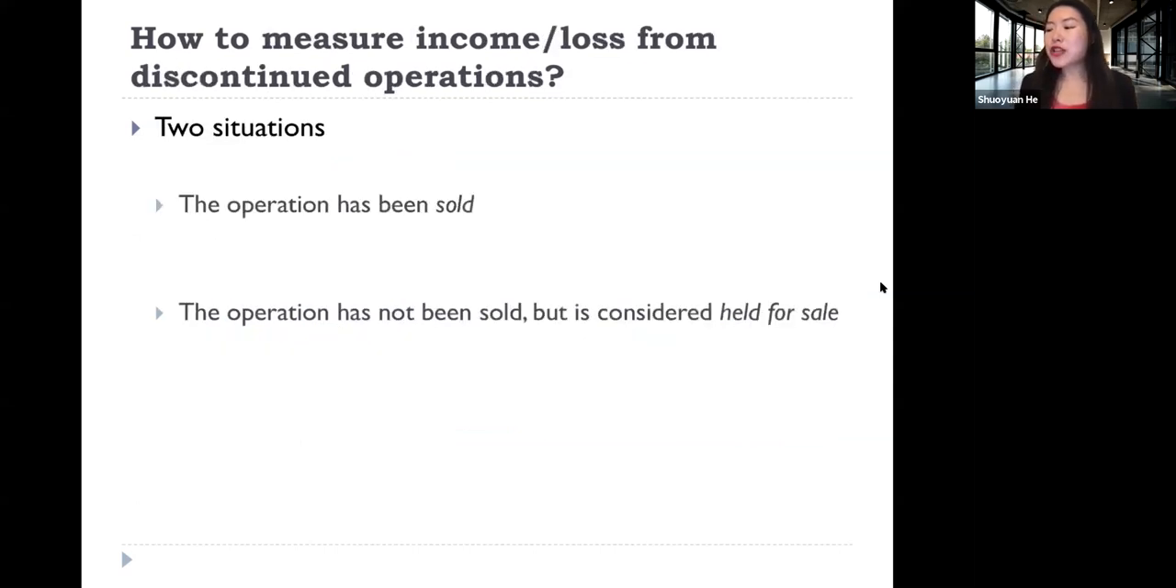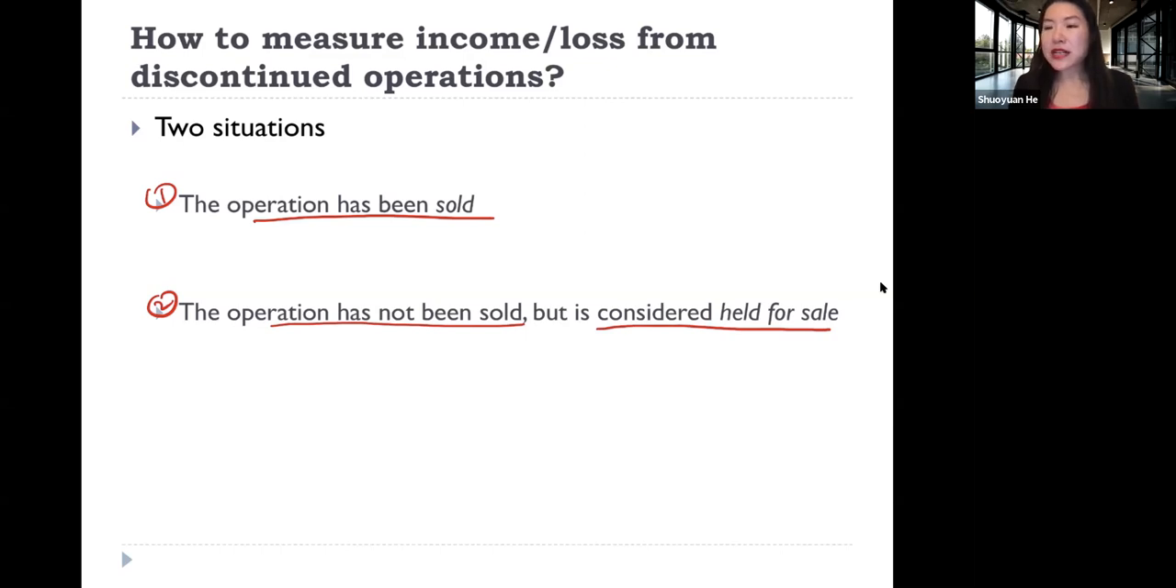And how to measure income or loss from this discontinued operation? There are two situations. The first situation is if the operation has been sold, so we have already discontinued it in the current period. And then the second situation is the operation has not been sold. So we haven't discontinued it yet, but it is considered held for sale. We haven't discontinued it yet, but we plan to discontinue it in the near future.